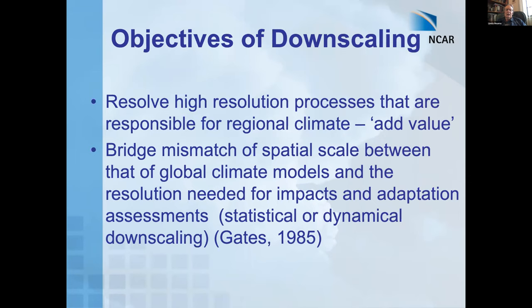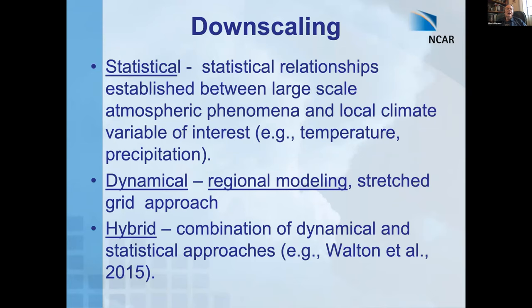And there are basically two different kinds that I'm going to discuss today. Statistical downscaling, which is basically developed by forming statistical relationships between large scale atmospheric phenomena and local climate variables of interest, for example, temperature and precipitation. And then the dynamical approach is one in which you're actually using a climate model over a region of the Earth, but you're resolving basically the dynamics of the climate system. And then there's also a stretched grid approach, which I'll say a little bit about. And then there have been some experiments with hybrid approaches.